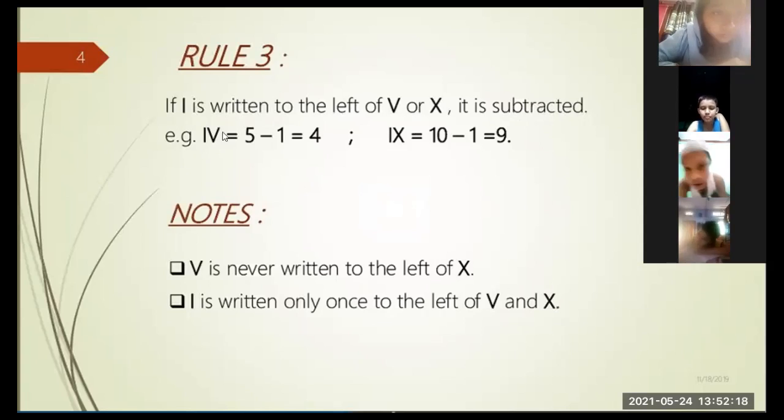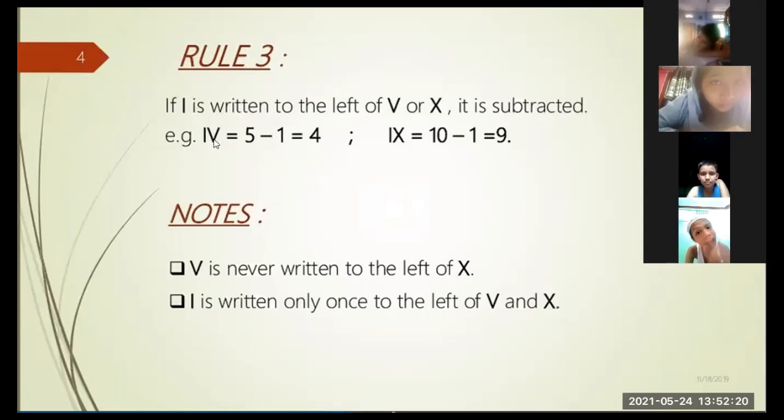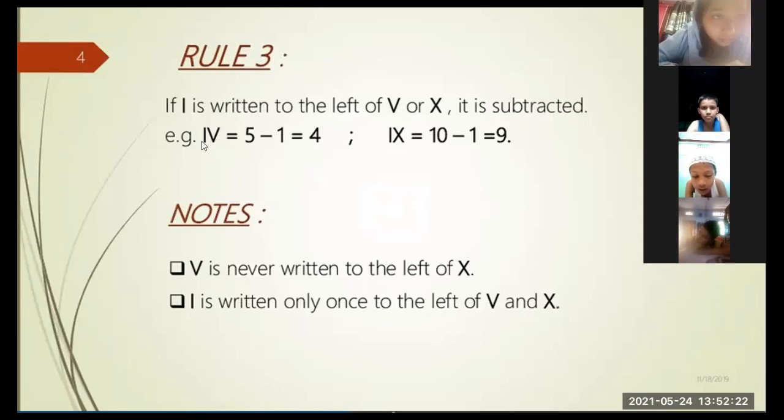So one example you can see here. The first example is IV. So in rule number 3, what did we get? If I is written on the left side of V, then we subtract. So V value is 5. Let me show you by marking.